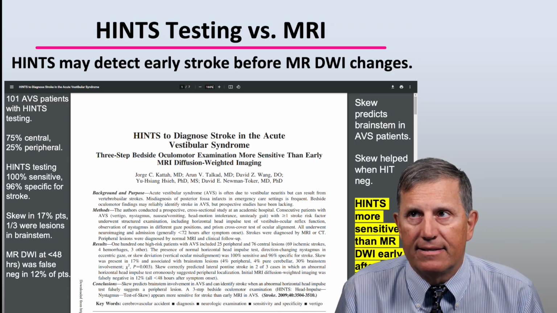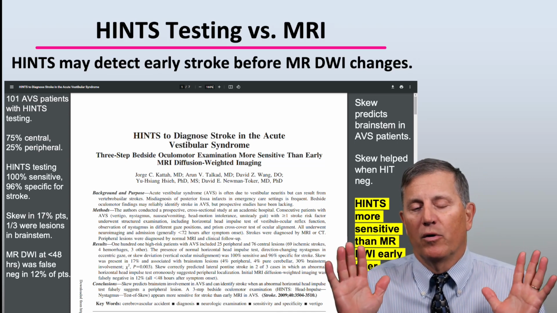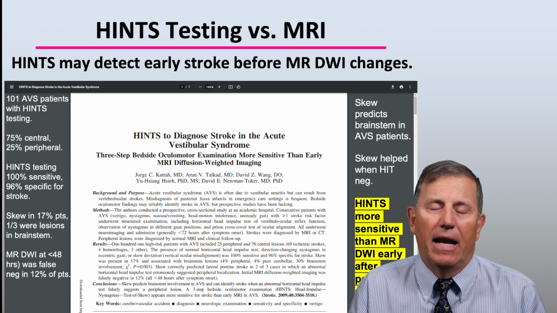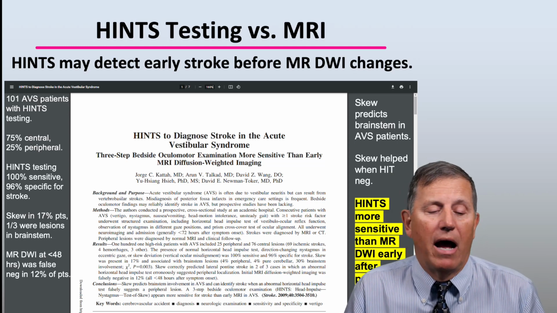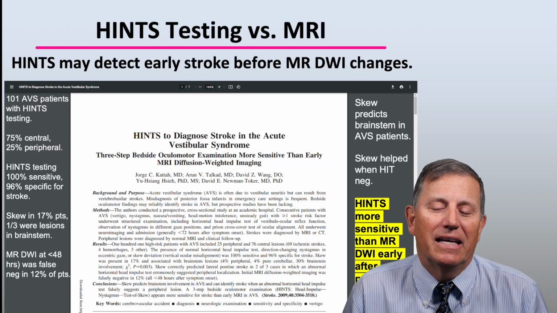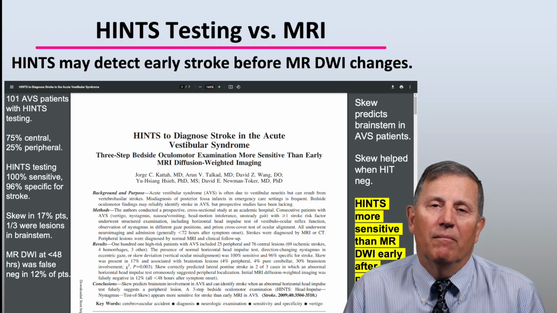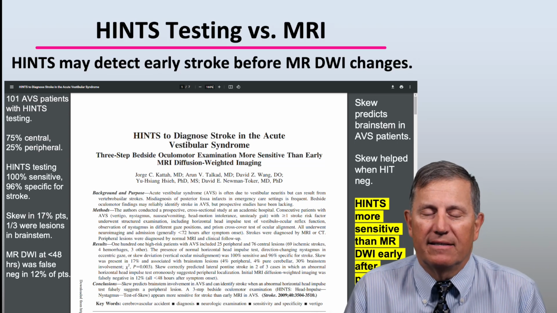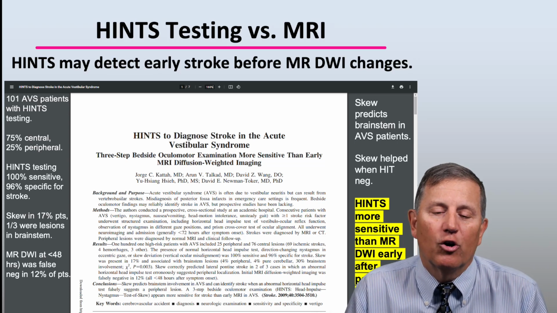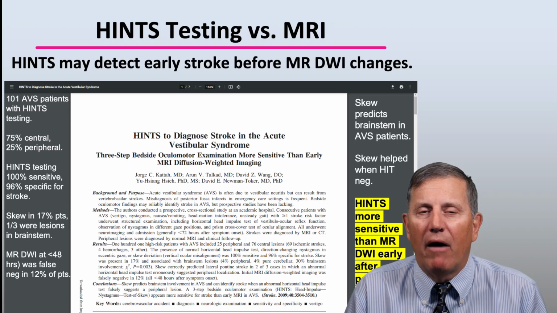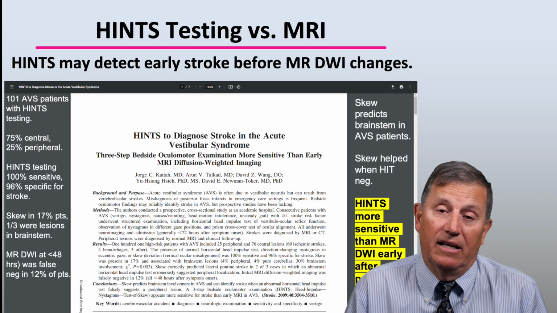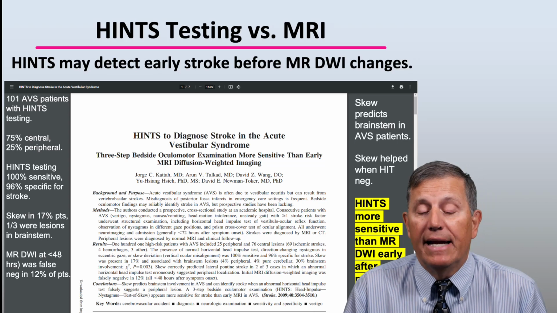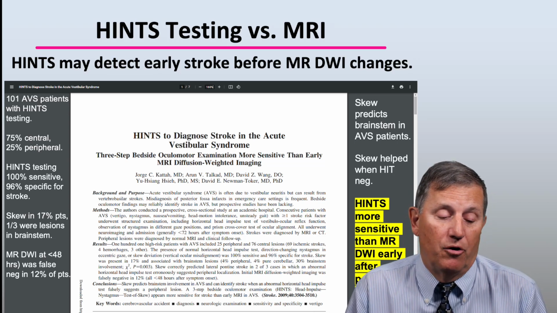Now you might say, listen, the MRI is far more sensitive than any exam that I could do. If I think there's a central etiology, I'm just going to do an MRI. Now what's interesting is the HINTS exam, the physical exam that we've discussed extensively, may detect early stroke even before MRI DWI suggests any changes. In other words, HINTS is more sensitive than MRI DWI early after posterior stroke.